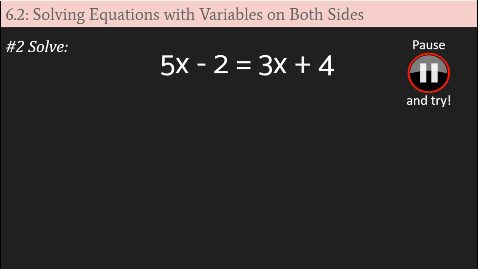So now you're going to take a moment and pause this video to try it on your own. Try calculating and solving the equation 5x minus 2 is equal to 3x plus 4. Once you have solved this equation on your own, we're going to walk through this equation together.